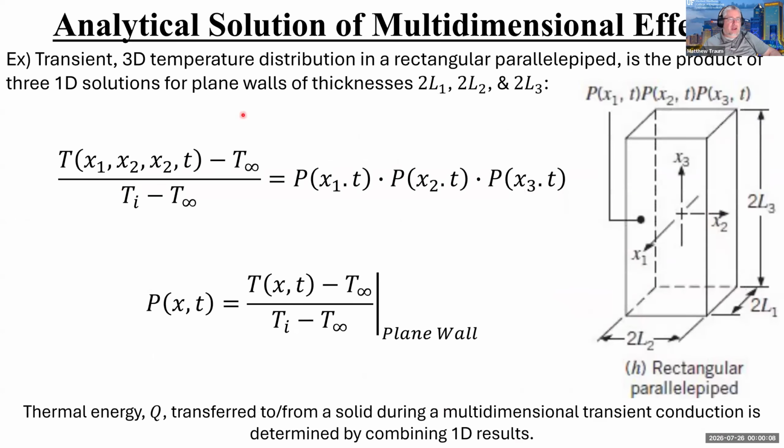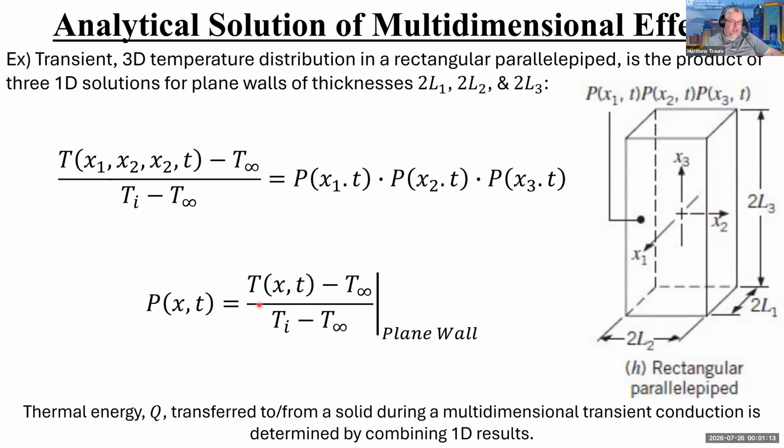Okay. So as an example, if you wanted to determine the transient three-dimensional temperature distribution in a rectangular parallelepiped, which is this shape that I'm showing here, it's just the product of three one-dimensional solutions for plane walls that have thickness of 2L1, 2L2, and 2L3 in the X, Y, and Z directions. So you're going to find the temperature as a function of X1, X2, and X3, and time by just taking the solutions for plane wall in X1, plane wall in X2, plane wall in X3 for those particular times. Multiply them together, and that gets you the temperature at any spot inside this object for any time.